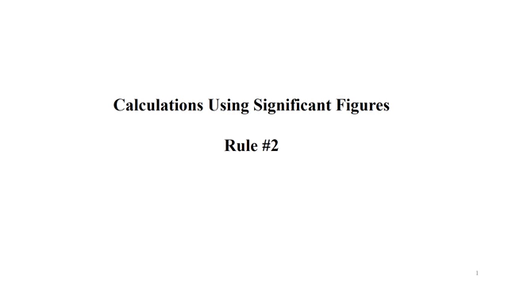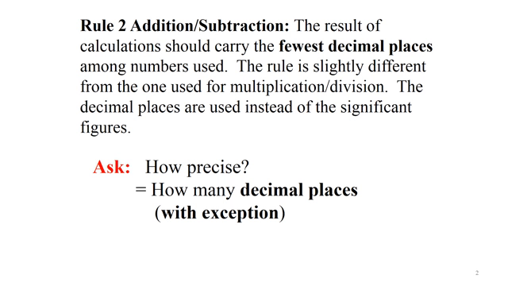Calculation using significant figures. Rule number 2. When you add or subtract numbers, the result of the calculation should carry the fewest decimal places among numbers used, with some exception that I will explain in a separate video. The question that you should ask is, how many decimal places?